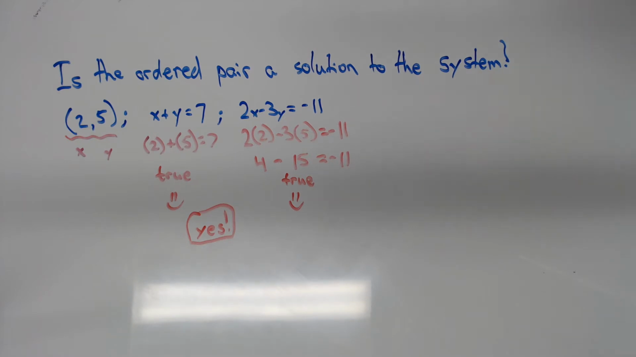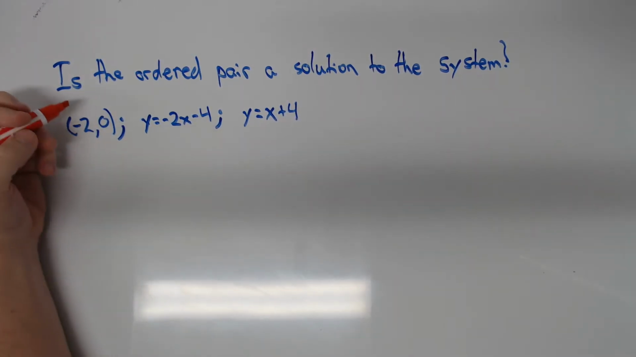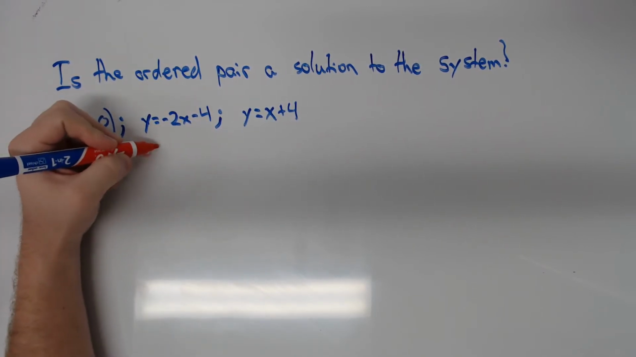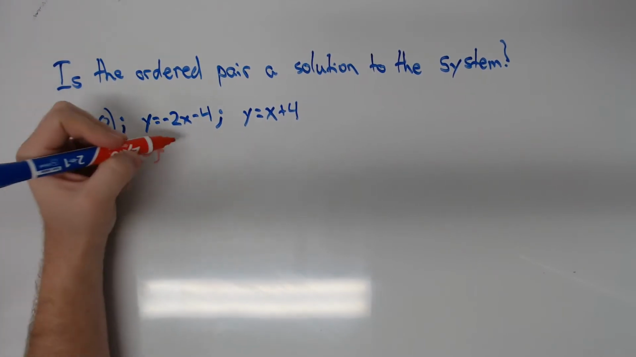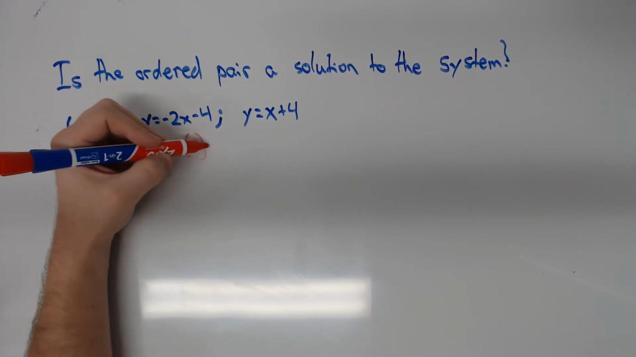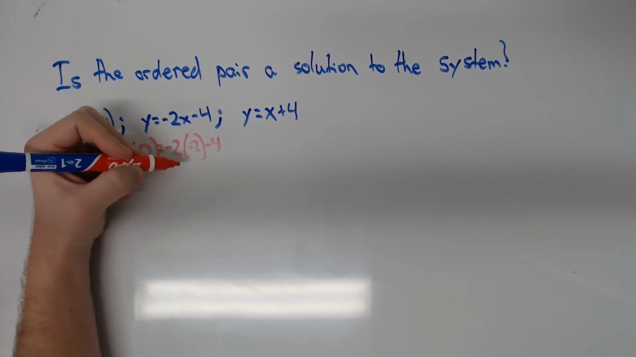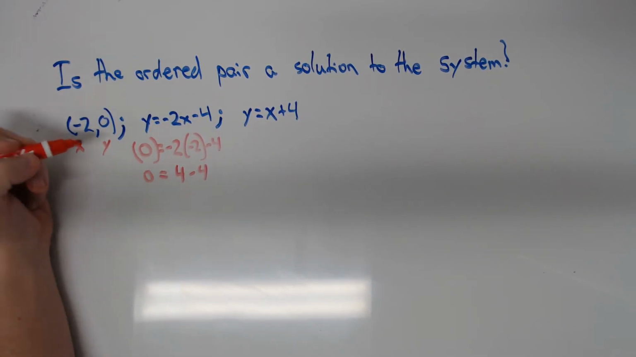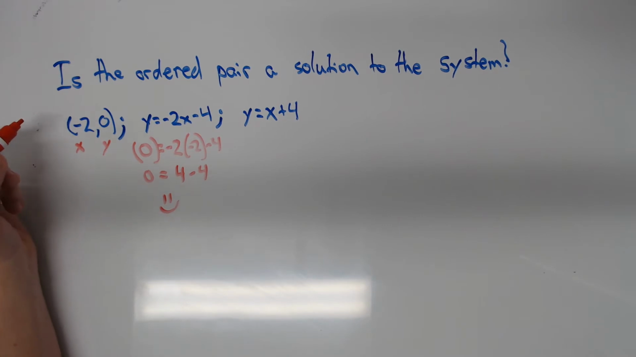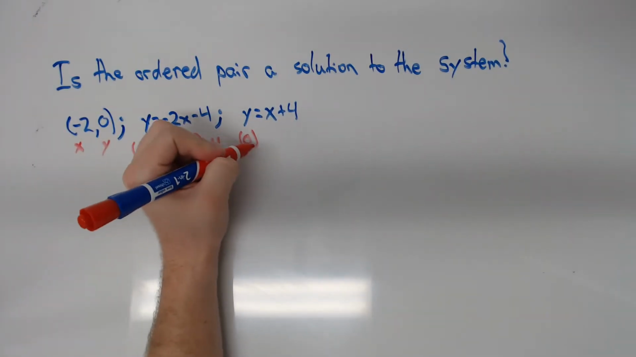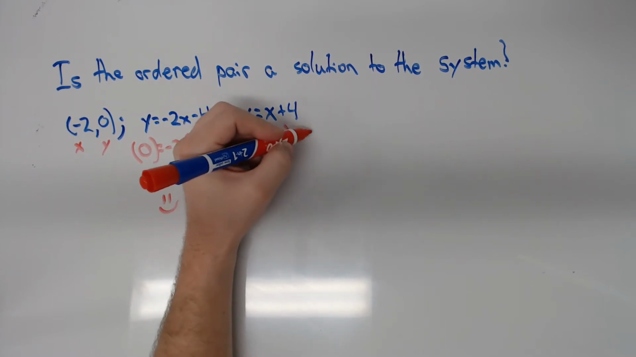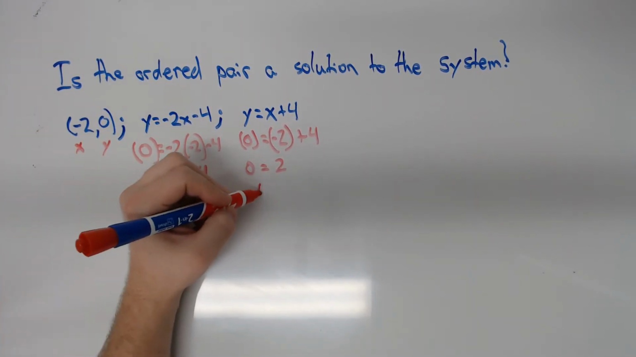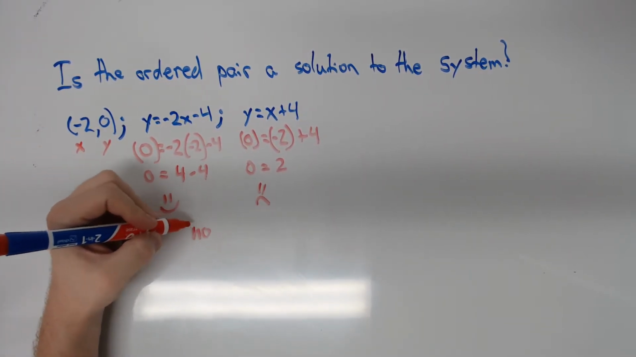All right, let's do one more. Does negative 2 comma 0 work for both of these? Let's plug our x and our y in. y is 0. Negative 2 times negative 2 minus 4. Negative 2 times negative 2 is positive 4. Is 4 minus 4 0? Yes, so that one's true. Now over here, 0 for y, negative 2 for x. Negative 2 plus 4 is 2. That is not true. So this is not a solution.